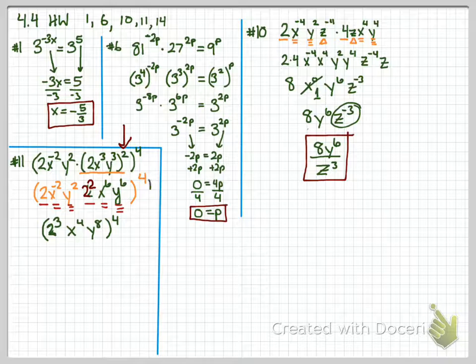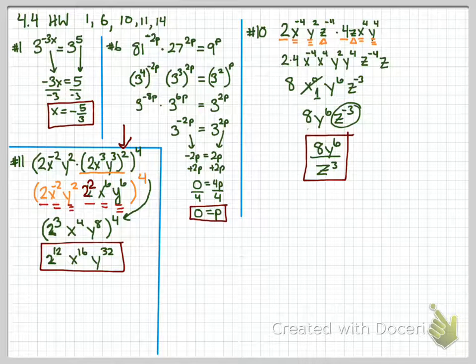This 4 here goes down here. So we combined all that in the orange parentheses to just 2 bases of 2, x and y. And now we have everything to the 4th power. So that means we have to multiply everything by 4. So this 2 to the 20th is actually 2 to the 12th. We have x to the 16th and y to the 32nd power. And that's your final answer for number 11.